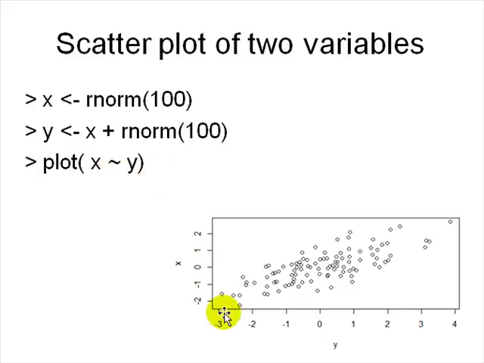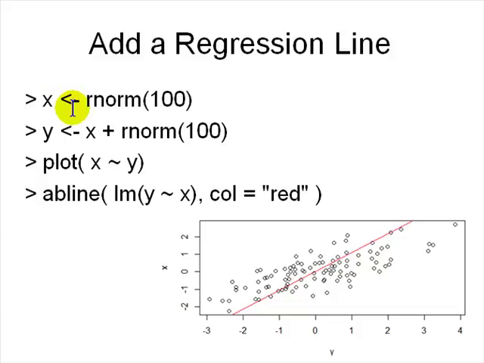This is called a scatter plot because they are points. X and Y are vectors. And then you can add a regression line, abline, and you say linear regression of Y on X, and color is red. So you get this line.